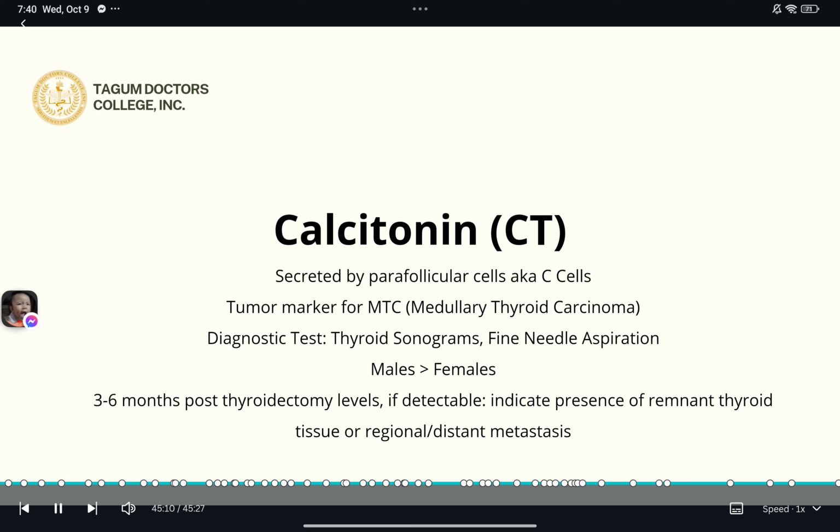So, distant metastasis. Okay, so that is it for your hormones from the hypothalamus and pituitary gland and also your thyroid hormones.